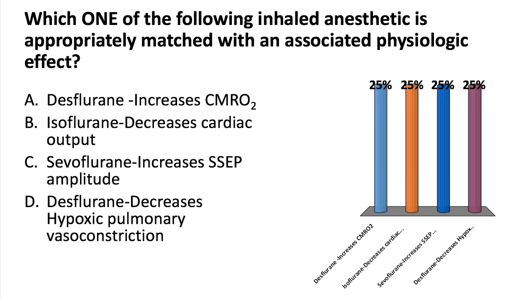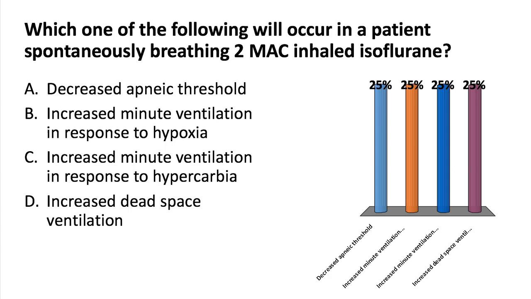Here's a question for you. Which one of the following inhaled anesthetics is appropriately matched with an associated physiologic effect? Does desflurane increase CMRO2? No. It increases the cerebral blood flow, but cerebral metabolic rate for oxygen goes down. Does isoflurane decrease cardiac output? No, it's maintained. Does sevoflurane increase SSEP amplitude? No, it decreases amplitude and increases the latency, the time for the signal to get through. Does desflurane decrease hypoxic pulmonary vasoconstriction? The answer is yes, D.